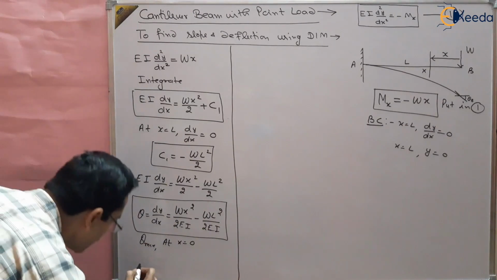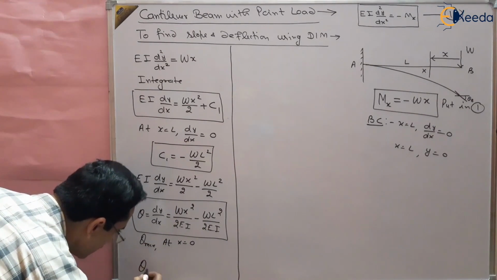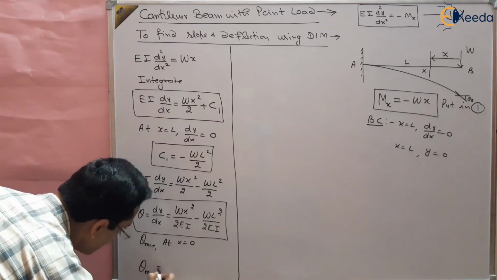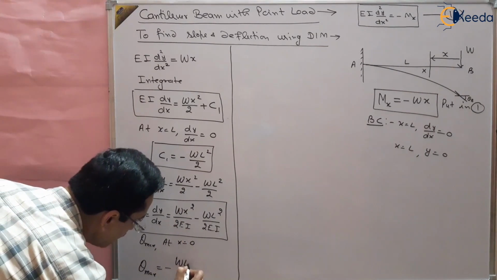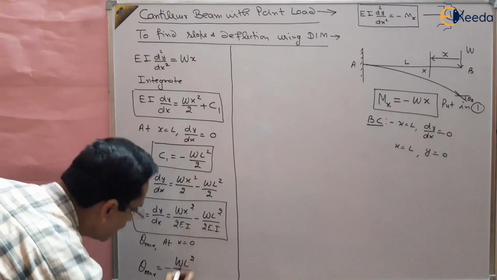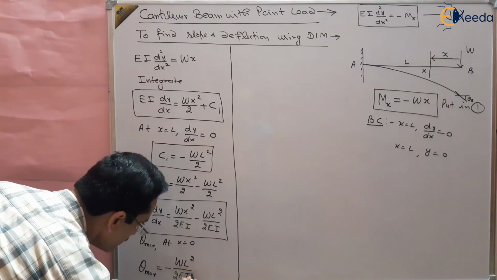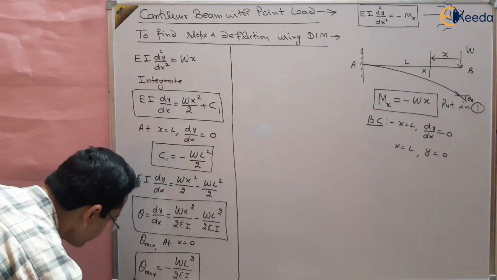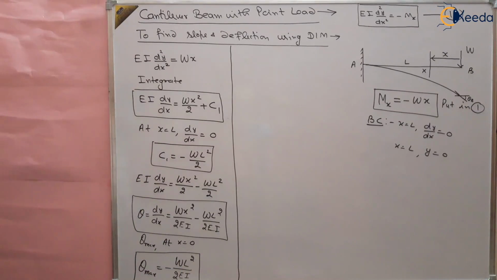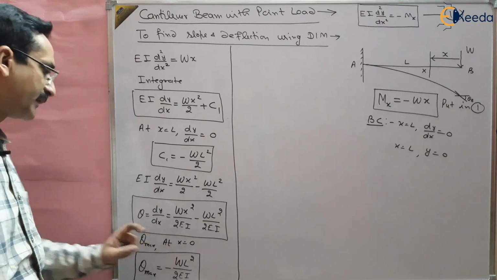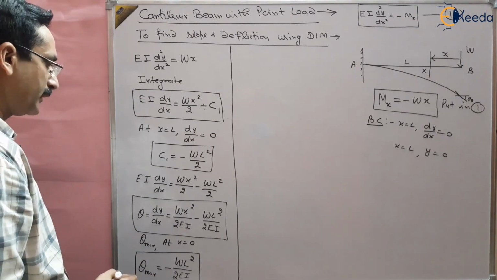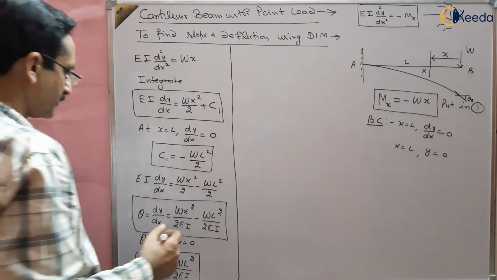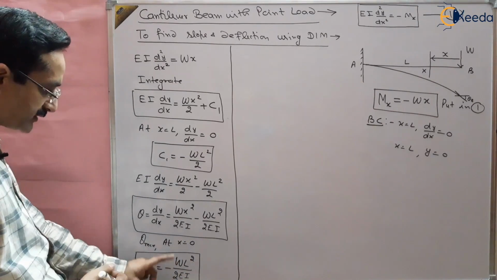So theta max, put here x equal to 0, so this will be minus wL square upon 2EI. This is the maximum slope. Now, this is not maximum deflection, this is maximum slope.